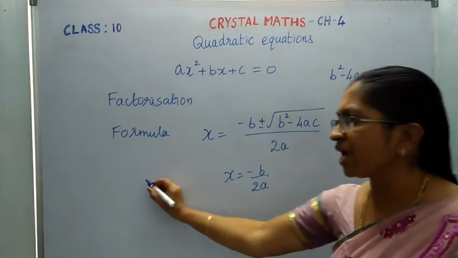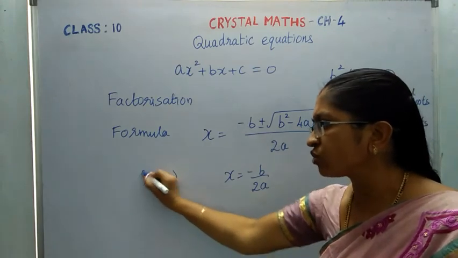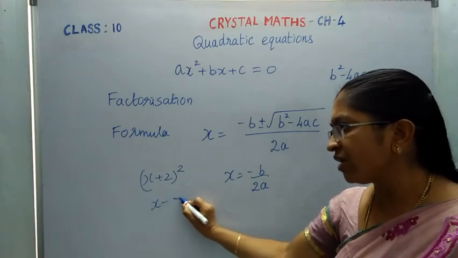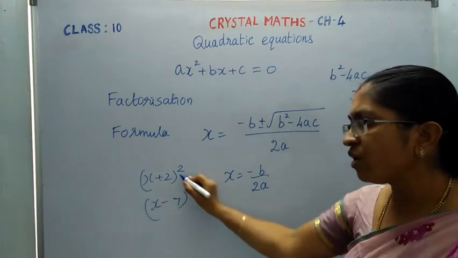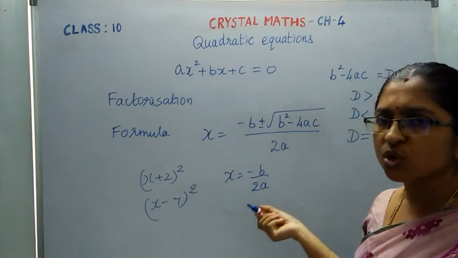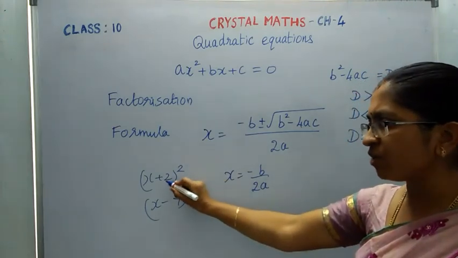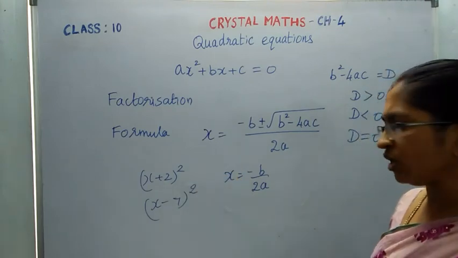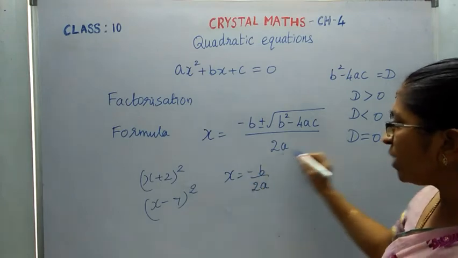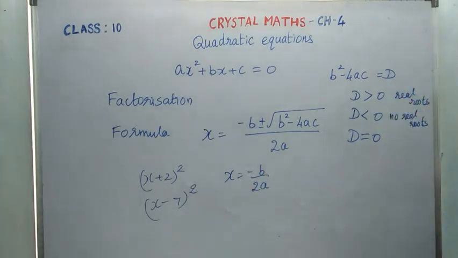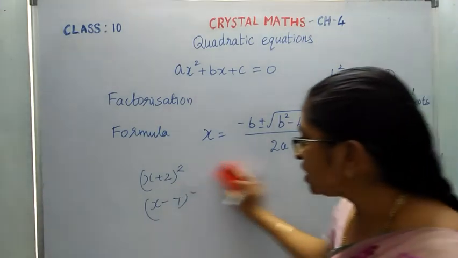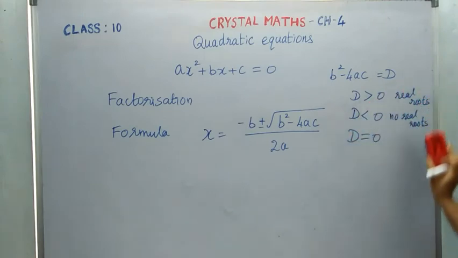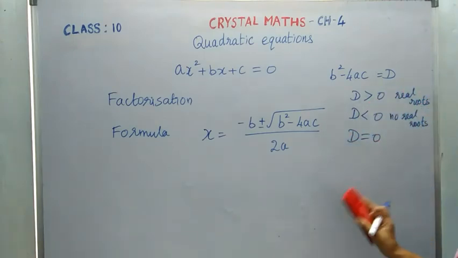For example, we may have x plus 2 the whole square. This is also a quadratic equation. Or x minus 7 the whole square. This is also quadratic. In these cases, both roots will be the same. Here x will be minus 2 and minus 2. Here 7 and 7. Both are the same. In those cases alone, the discriminant will be equal to 0. Okay, this is very important to remember. By seeing the discriminant, we can identify the nature of the roots.